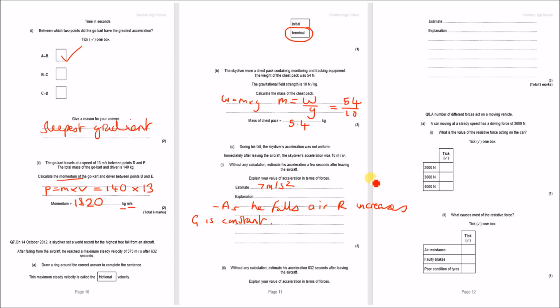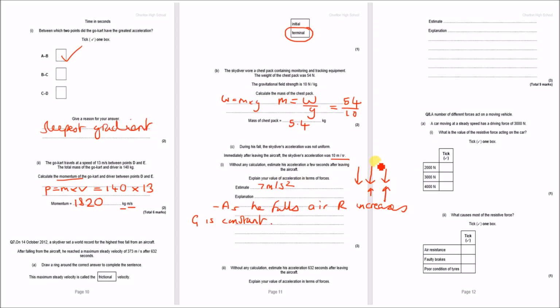So if we've got gravity pulling down and that's constant, when he starts, there is very little air resistance. We'll say no air resistance, so he falls at 10 meters per second squared. As he keeps falling, the G is constant, but his air resistance is going to increase. And eventually, they're going to be the same.